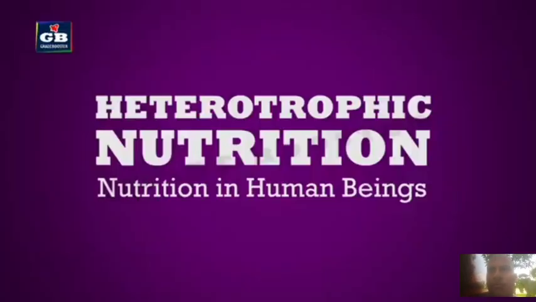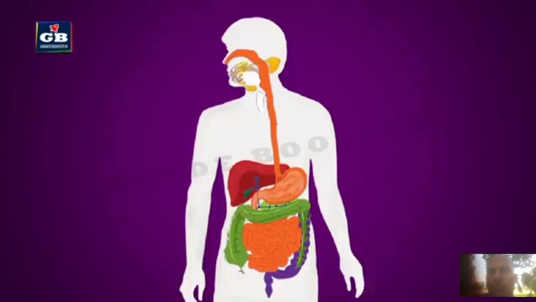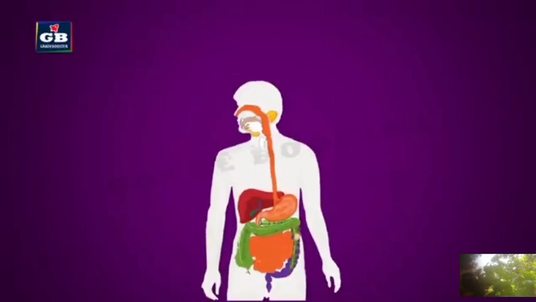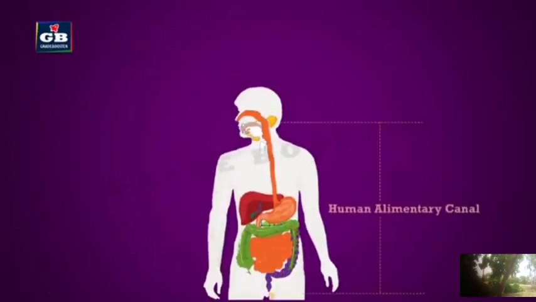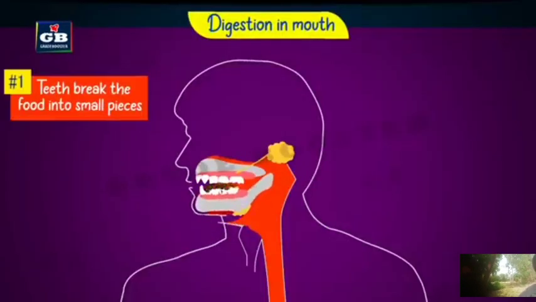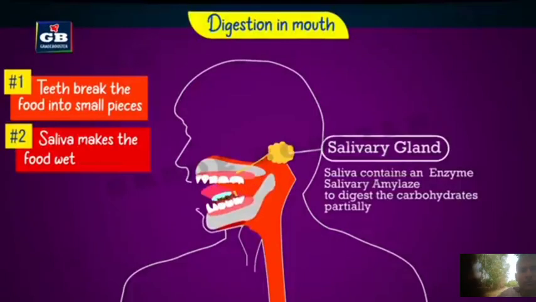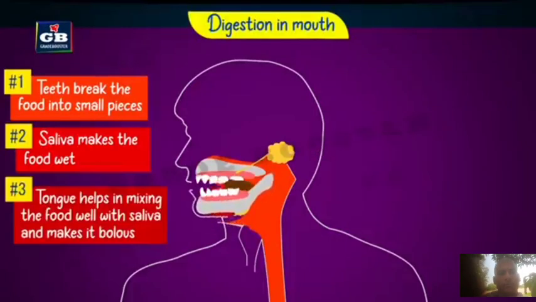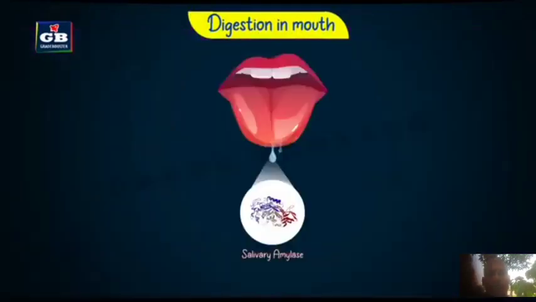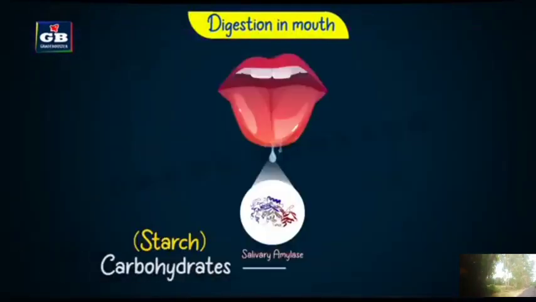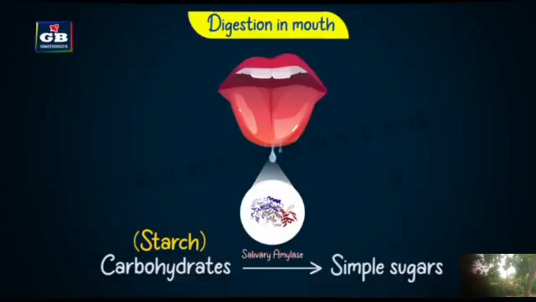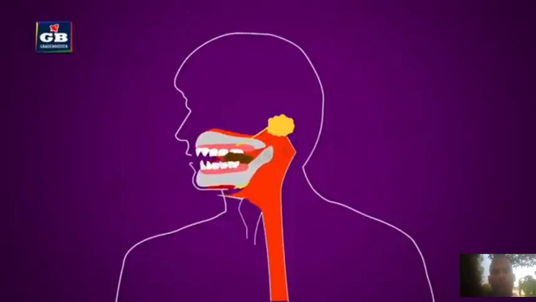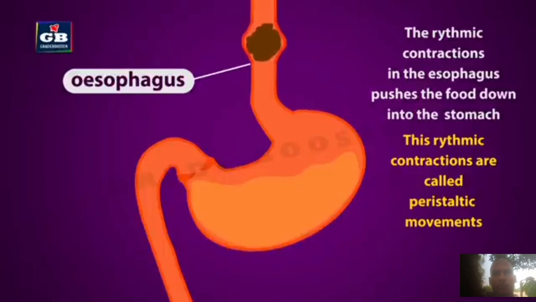Nutrition in human beings. Food enters our body through mouth. Our digestive system begins with mouth and ends with anus. Different parts of the digestive system are arranged like a long coiled tube. This tube is called alimentary canal. The food inside the mouth is made into a paste by the action of teeth and saliva. Saliva is a fluid that makes the food soft and wet. Saliva has an enzyme called salivary amylase. It digests the starch partially. The food is well chewed in the mouth and it passes down into the stomach through esophagus.